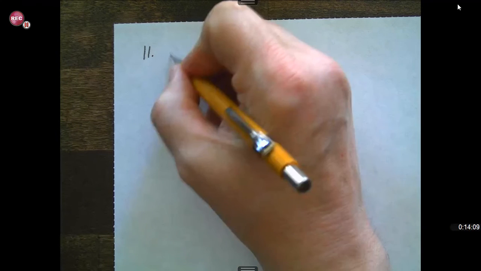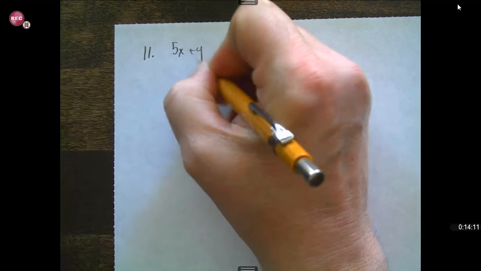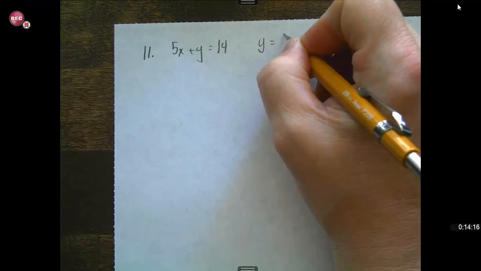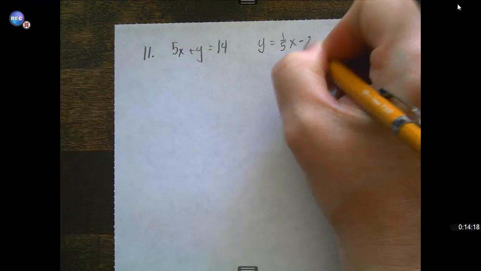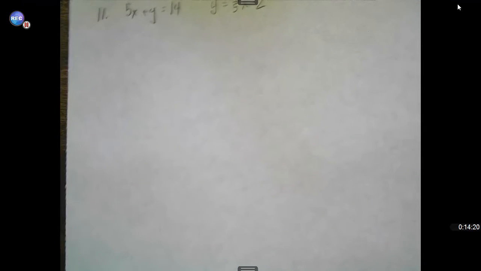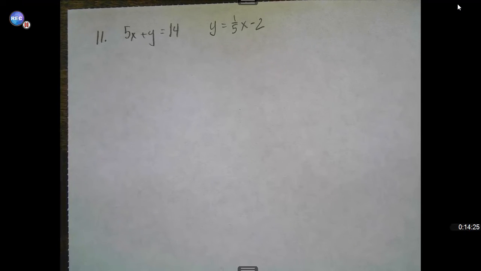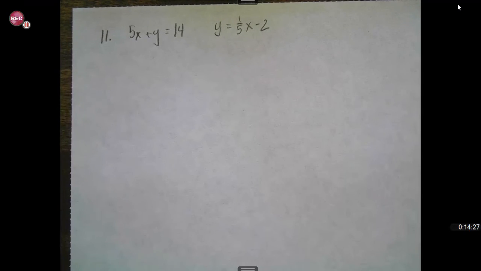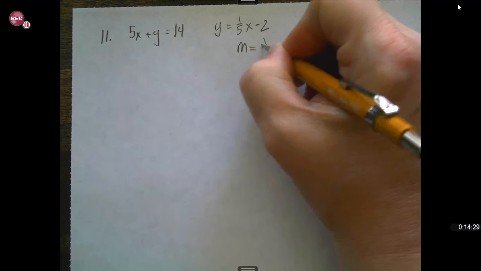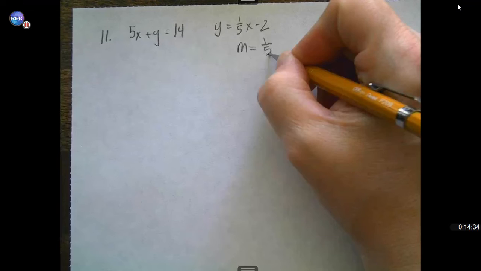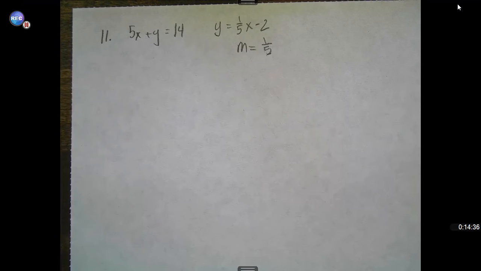And number 11 has 5x plus y equals 14, and y equals 1/5 x minus 2. I'm supposed to determine if these lines are parallel, perpendicular, or neither. Well, the slope of this line, I can see it. It's 1/5 because that's in slope-intercept form. And I can look at slope-intercept form and tell you the slope.